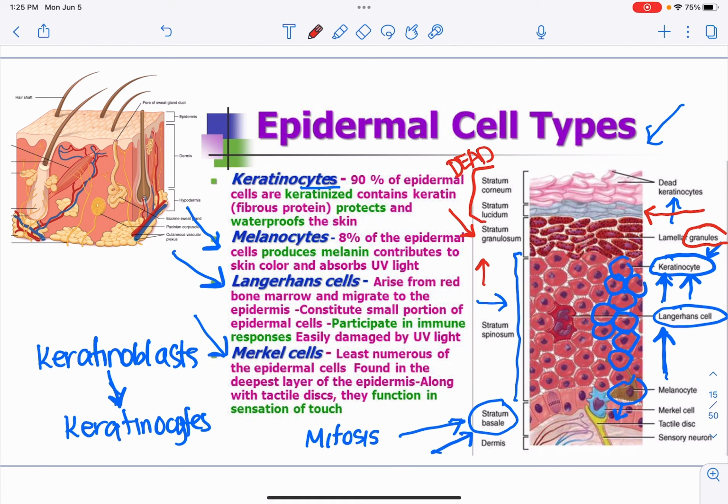Again, the stratum lucidum has a clear appearance. It is only present in thick skin. I'll show you the difference between thick and thin skin in a minute. And then you have layers upon layers of dead keratinocytes that produce the stratum corneum. That is what generally will flake off over time, and the whole cycle will repeat itself.